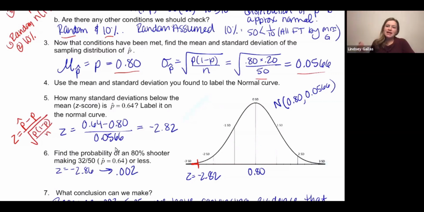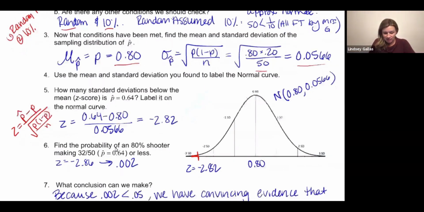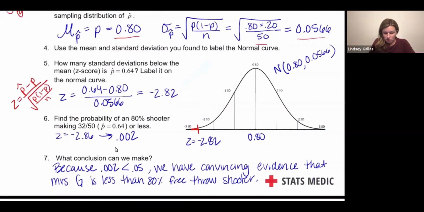So I fill all that in and I get a z-score of negative 2.82. And then you could take that to table A or normal CDF and I get about 0.002. Okay, so what is that 0.002? That is my p-value. So if you could please write next to this on number 6, this again is the likelihood that an 80% free throw shooter shoots 64% or less. So less than a 1% chance of this occurring purely by chance.